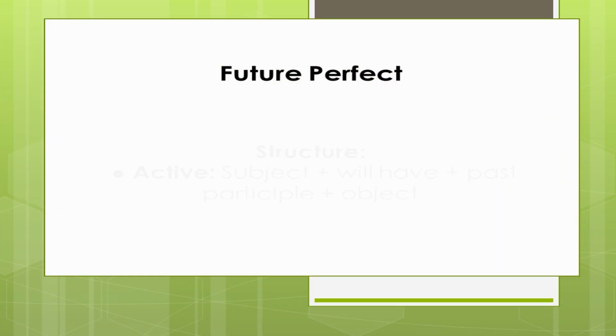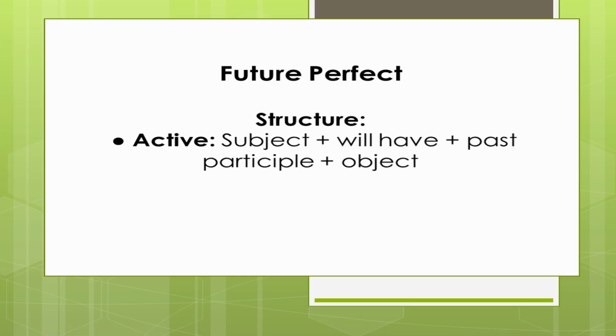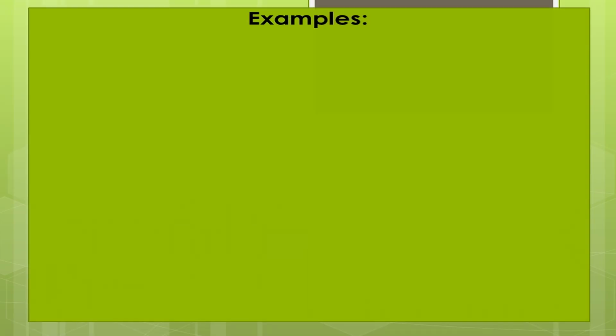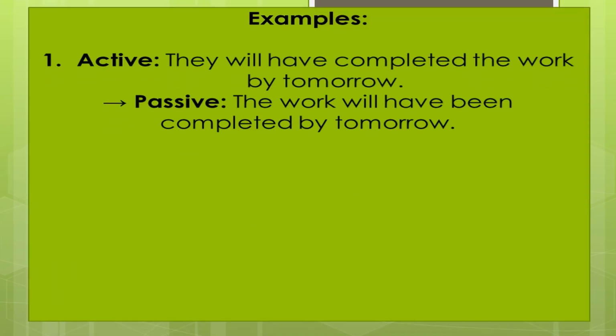Future perfect. Structure: active voice, we have subject plus will have plus past participle plus object. Structure for passive voice, we have subject plus will have been plus past participle plus by. Examples. In active, we say they will have completed the work by tomorrow. And in passive, we say the work will have been completed by tomorrow.